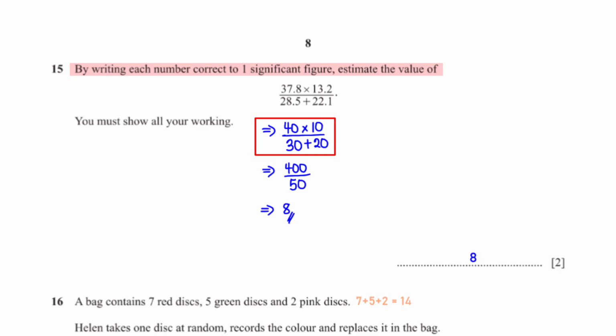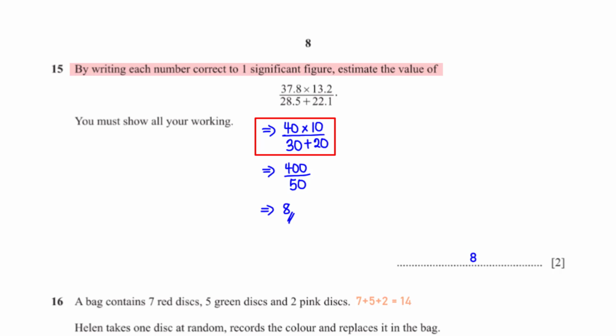For 13.2, the first significant figure is 1. The number after 1, which is 3, is less than 5, so we maintain 1. The numbers after 1 become 0. The zeros that come after the decimal points are insignificant, so 13.2 becomes 10, rounded to one significant figure.